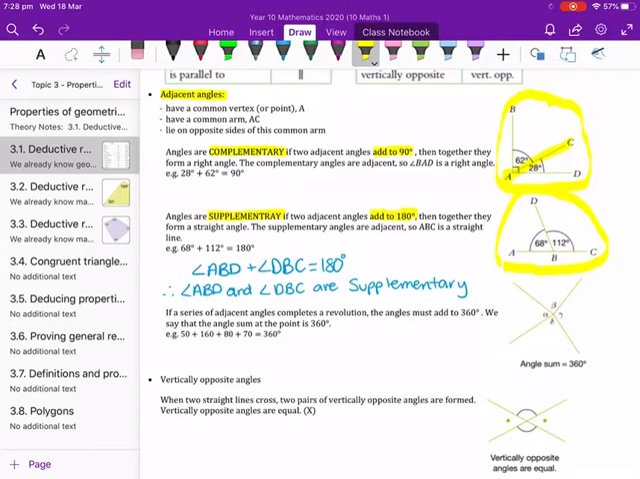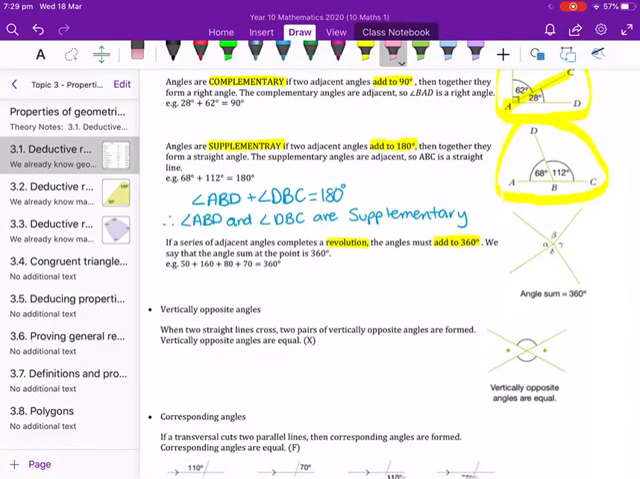In adjacent angles, we also have that if a series of adjacent angles completes a revolution, so that means that it goes all the way around, the angles must add to 360 degrees. So a revolution adds to 360 degrees. So we say that the angle sum at that point is 360 degrees. So say we had 50 degrees plus 160 degrees plus 80 degrees plus 70 degrees. Well, this adds to 360 degrees. So that means that we have angles at the point that add to 360.